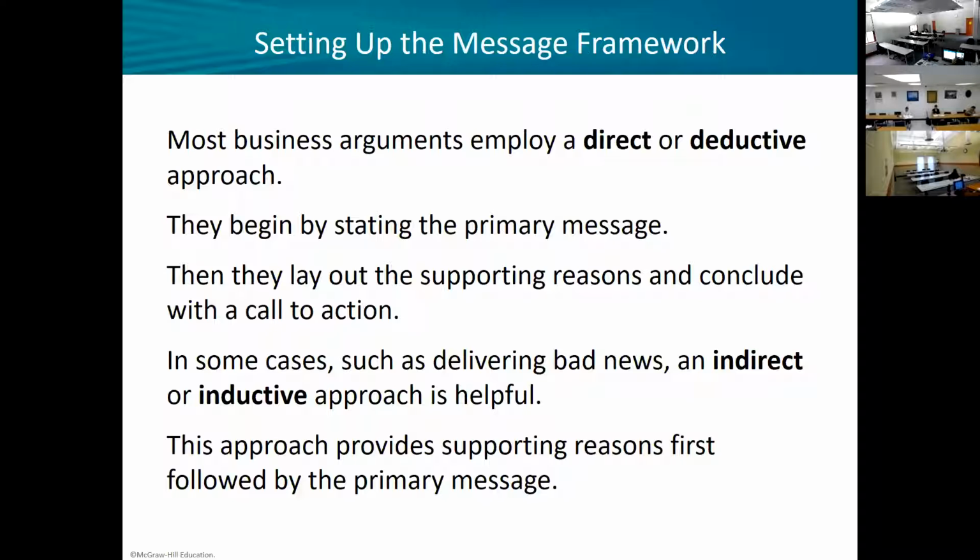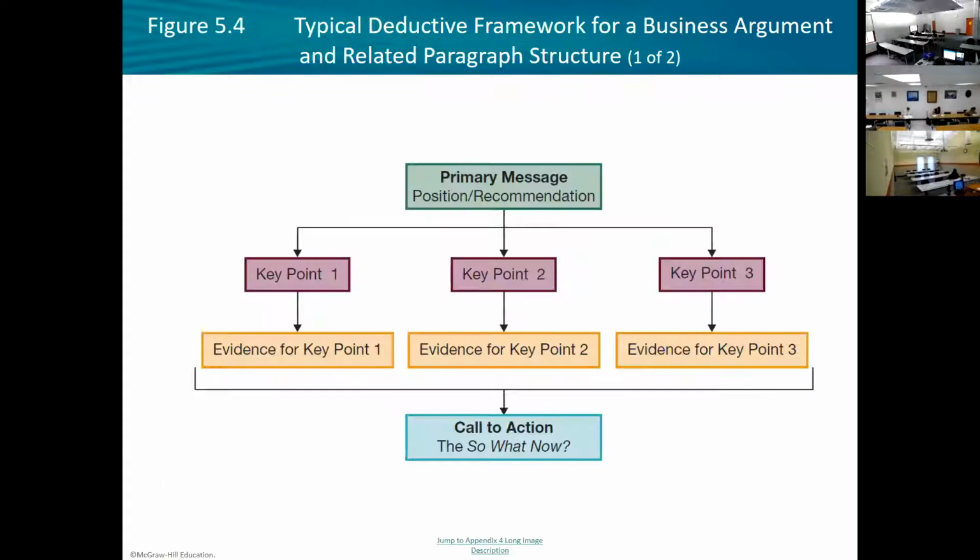Now, the framework of the message usually follows what we call a direct or a deductive approach. Start off with that primary message, lay out your supporting reasons, and then end up with a call to action. We'll see that we will use a different approach, an indirect or inductive approach, when we do things like delivering bad news messages. That usually shows the reasons first and ends up with the primary message. But most of them are going to be direct or deductive.